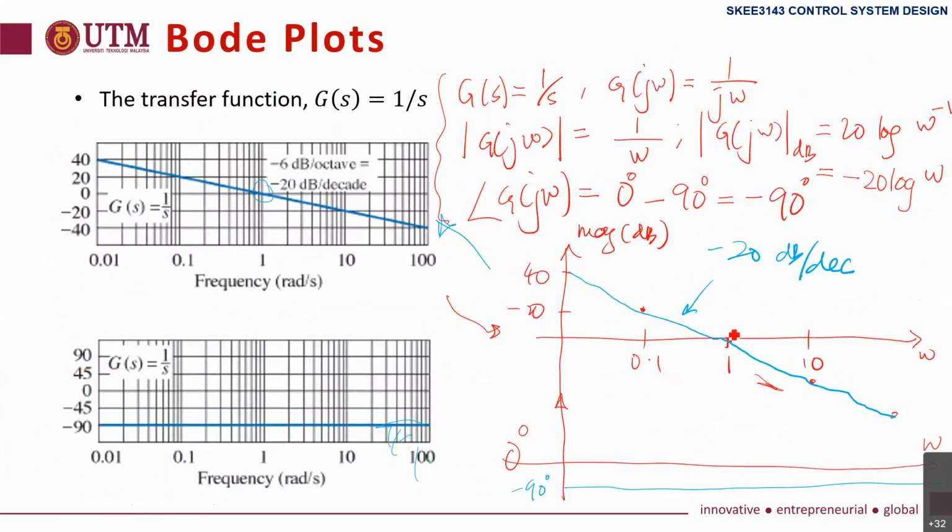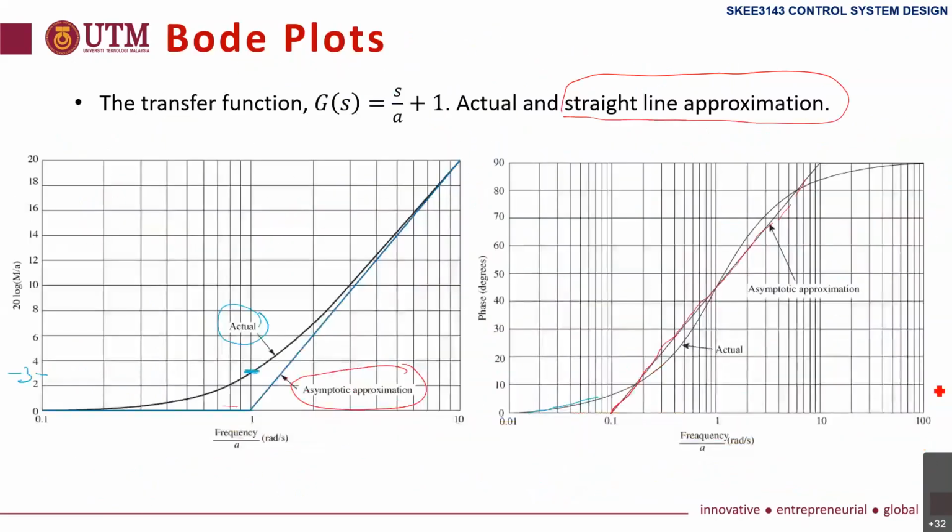And it crosses 0 dB at 1 radian per second. So you have to know this. 1 over s, this is the one. And the phase is always minus 90 degrees. That is for 1 over s. Okay, so please look into this.